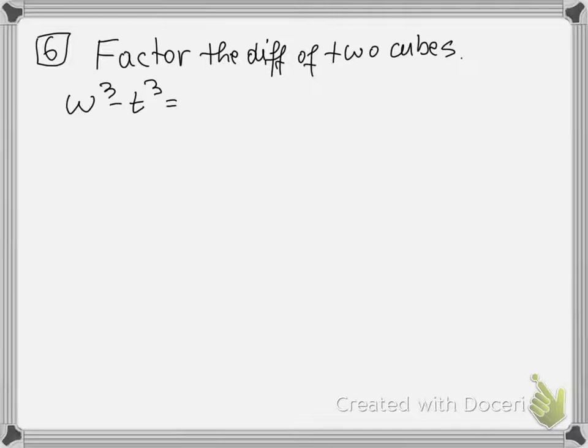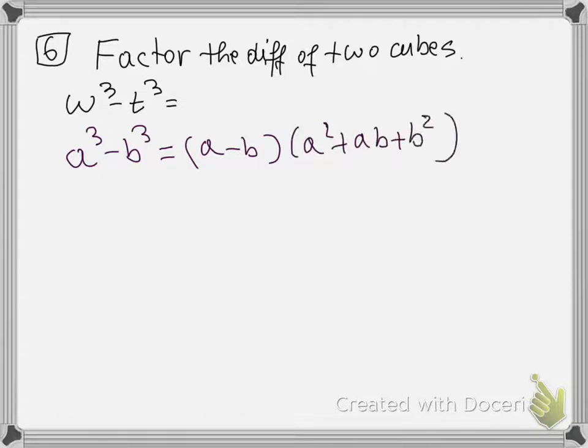In this example, we're asked to factor the difference of two cubes. Well, there are various methods of factoring. The quickest way of factoring the difference of two cubes is to remember the formula. If we have a to the third minus b to the third, this is a minus b times a squared plus ab plus b squared. So in our case, a is w and b is t.